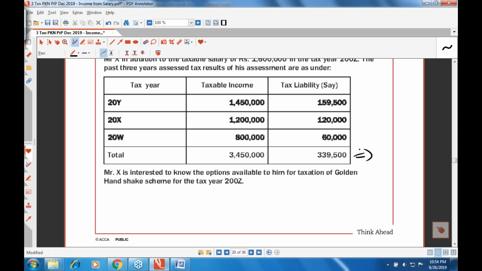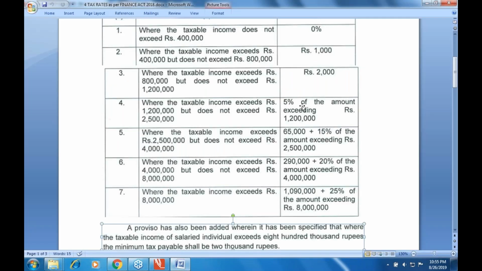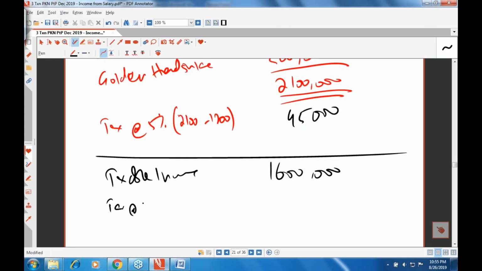And this average rate of tax turns out to be 339,500 divided by 3,450,000. So it's basically 9.84%. So what I could probably do is say the taxable income is 1.6 million. What is the tax that I have to pay on 1.6 million? It's again 5% of the amount exceeding this. So the tax at the rate of 5% is going to be 1.6 million minus 1.2 million into 5%.